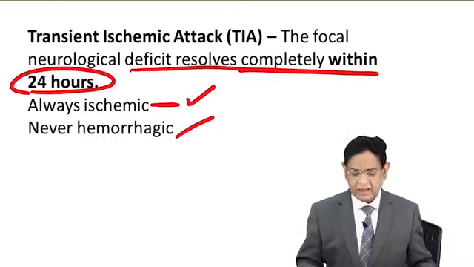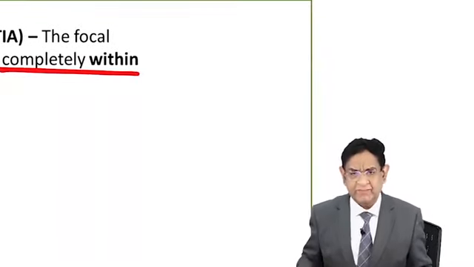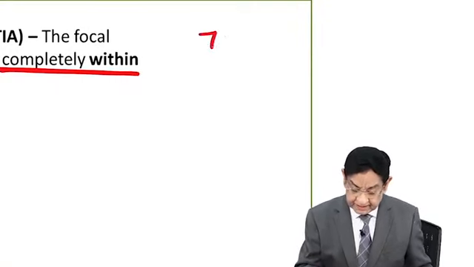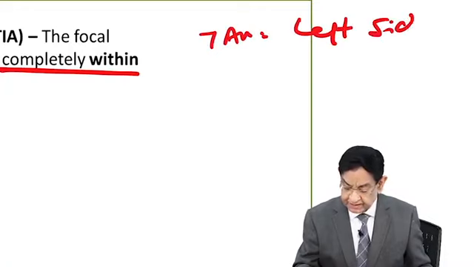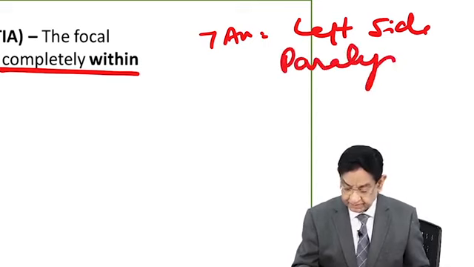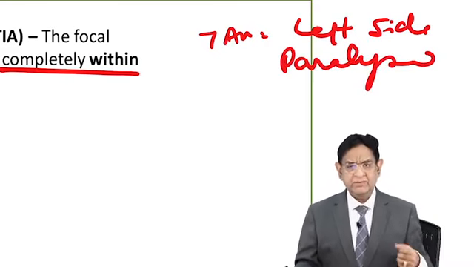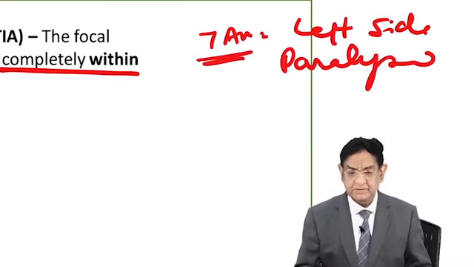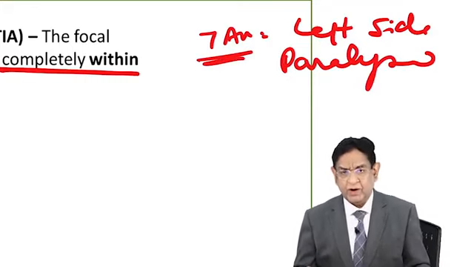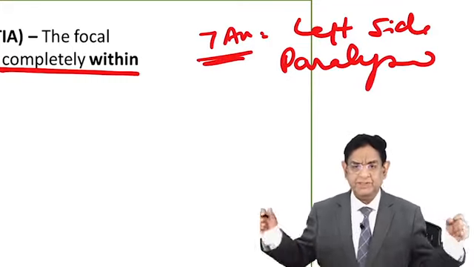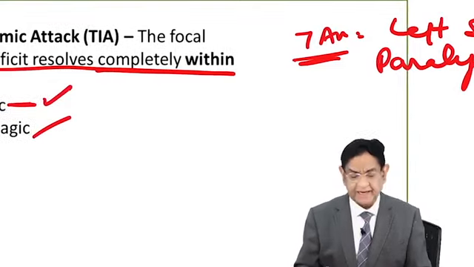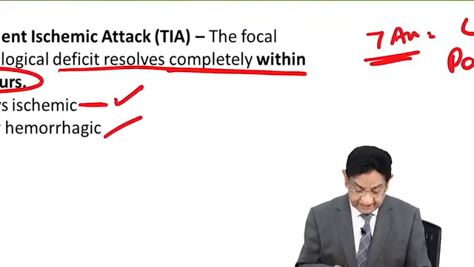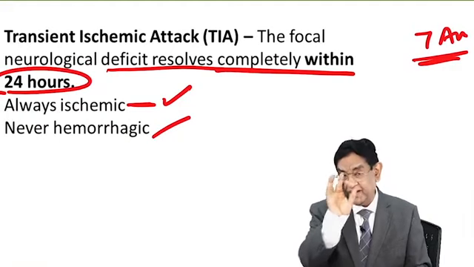Okay, doctor, you know what happened? In the morning when I got up at 7 a.m., there was complete left-sided paralysis, both upper and lower arm were paralyzed. But now, after 3-4 hours, I have become perfectly all right. And he comes to you and says, "Oh, I'm perfectly all right." What are you getting? He's talking about TIA, and it is never hemorrhagic, always ischemic.